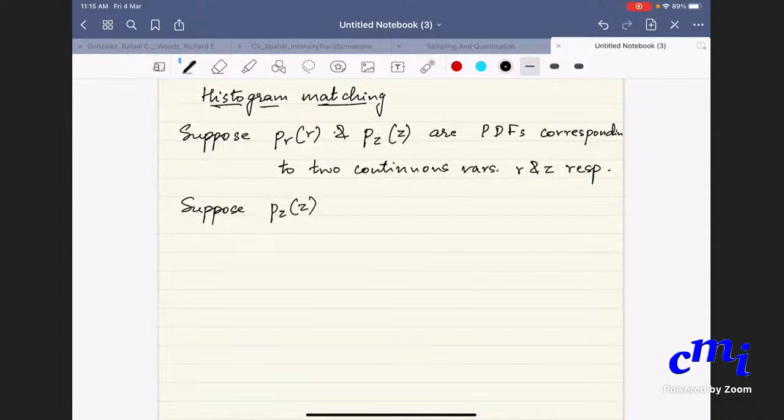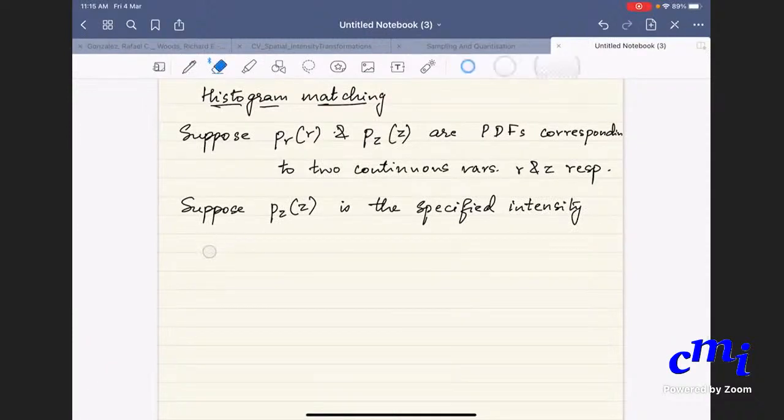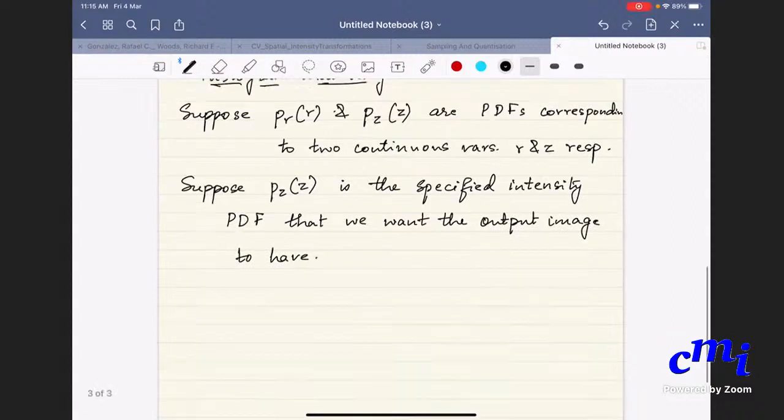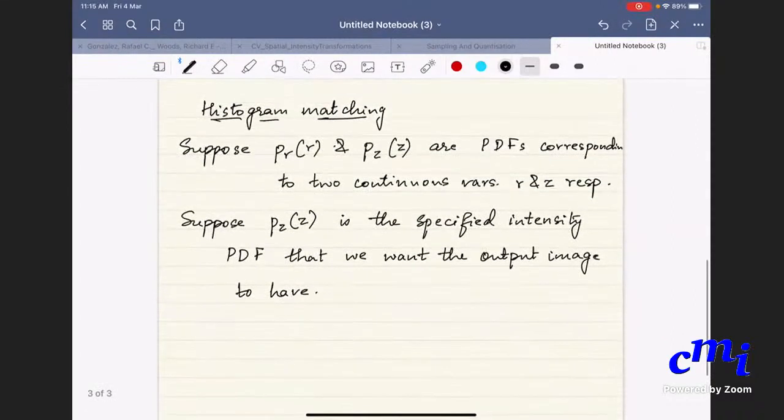Suppose PZ(z) is what is specified. So suppose PZ(z) is the specified intensity profile, or intensity PDF, that we want the output image to have.